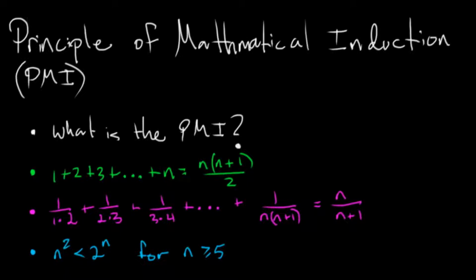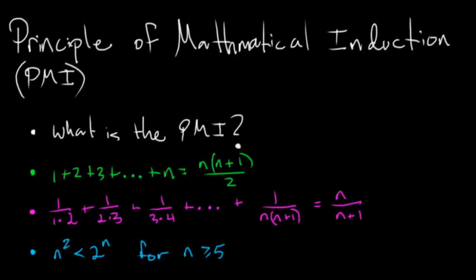The sum of consecutive integers is equal to n times n plus 1 over 2. And then this one down here, 1 over 1 times 2 plus 1 over 2 times 3 plus 1 over 3 times 4 all the way up to 1 over n times n plus 1 is equal to n over n plus 1. And then we're going to prove that for all integers larger than or equal to 5, n squared is less than 2 to the n. These all may seem like obvious patterns or obvious facts, but we're going to prove them using this principle called induction. So let's get to it.